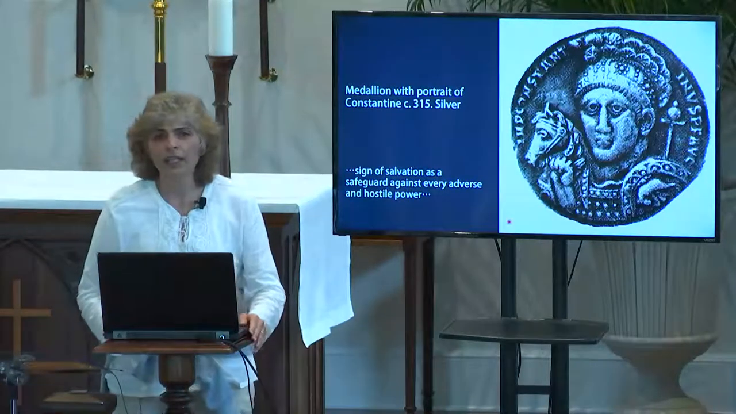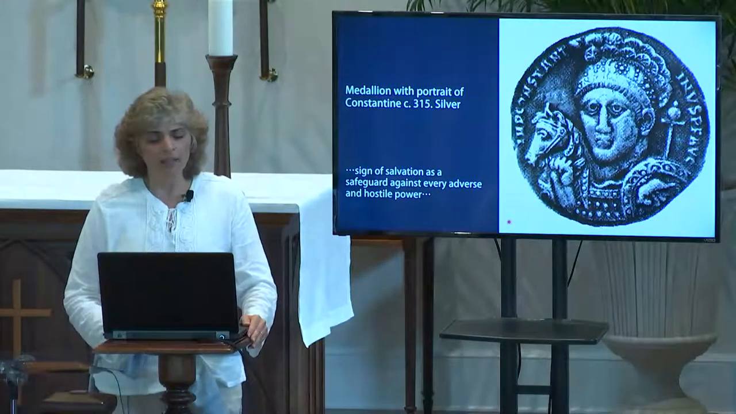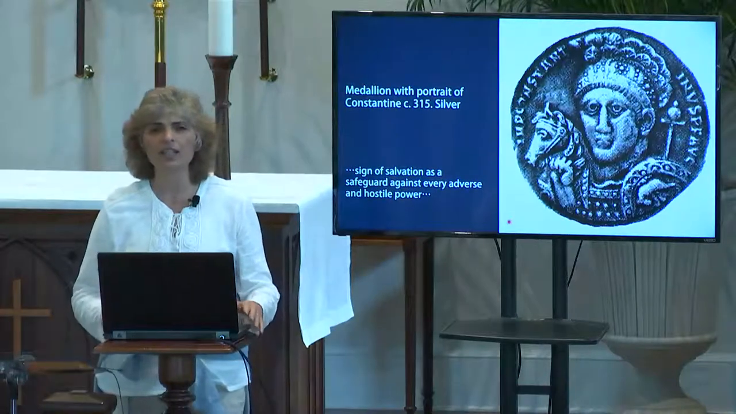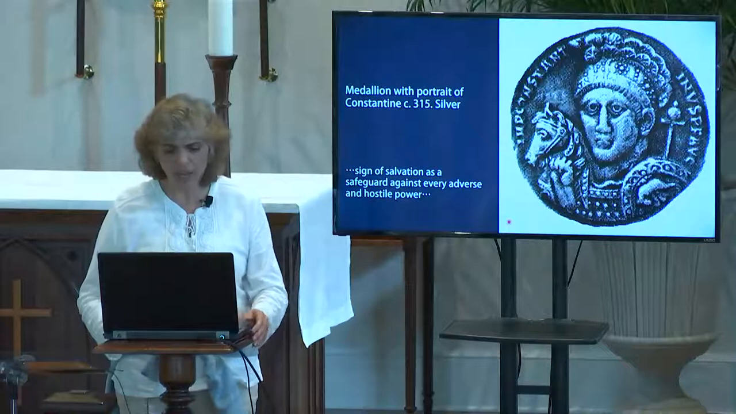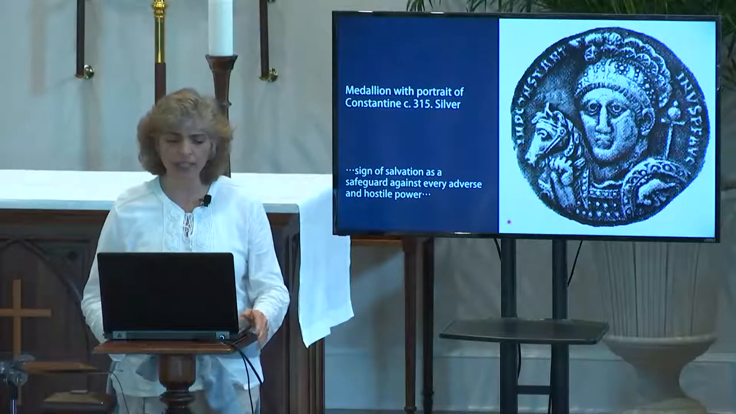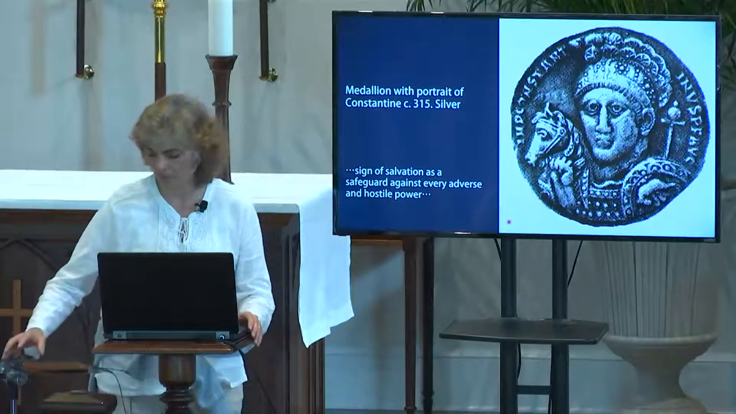Shortly after the victory and the proclamation, the Edict of Milan, Constantine would have these medallions and coins circulate throughout the empire. And that was typical for an emperor to have coins and medallions circulating. On one side, there would be the portrait.